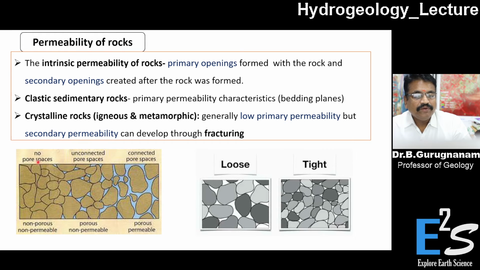Samples that are fully packed have no pore spaces: non-porous, non-permeable; partially porous, partially permeable; highly porous, highly permeable. So there are no pore spaces, unconnected pore spaces, and connected pore spaces: non-porous non-permeable, porous non-permeable, and porous permeable. These are loose sediments, showing how loose sediments are packed. You will have a lot of pore spaces, and the interconnection is also a little bit good, so higher permeability. If the samples are packed tightly, the movement will be restricted, and in turn you get only low permeability.